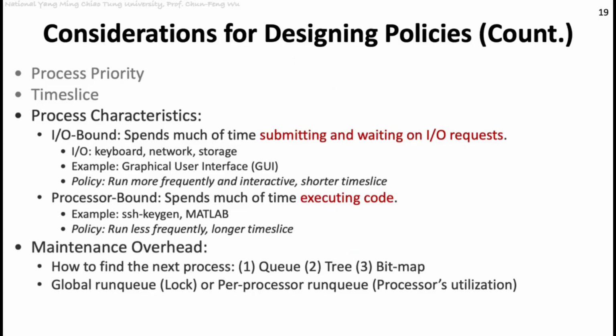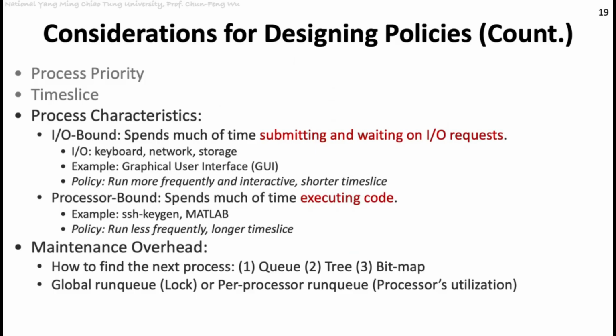Okay, so the last thing to let you know is that when we design a scheduler, and actually in the entire kernel or even in other systems, overhead is quite important. For example, when we are going to find the next process, there are several data structures you can use for this, right? There are queues, trees, and bitmaps. Different data structures have different complexity, and they have their pros and cons. So how to pick the right data structure for this scenario is a critical thing.